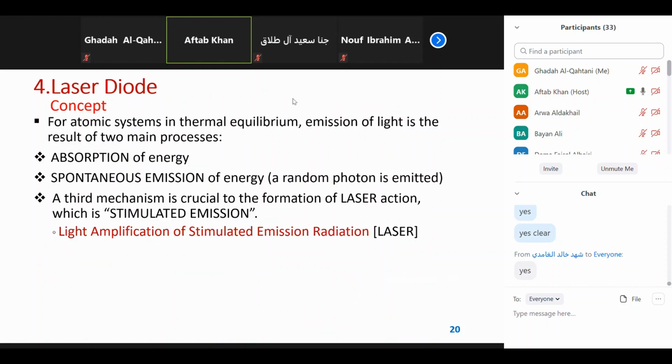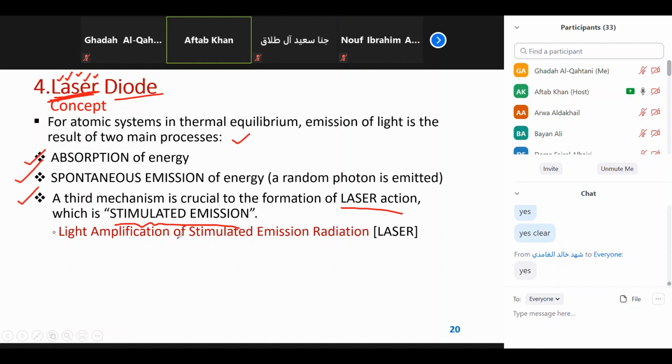Next and last one is the laser diode, girls, and you know about the laser. Laser is an acronym of light amplification by stimulated emission of radiation. Okay, it is again a diode, but a laser diode. Concept: for atomic systems, the thermal equilibrium emission of light is the result of two main processes. What are those two main processes? Absorption of energy and spontaneous emission, and the third mechanism is crucial to the formation of laser action, which we call stimulated emission.